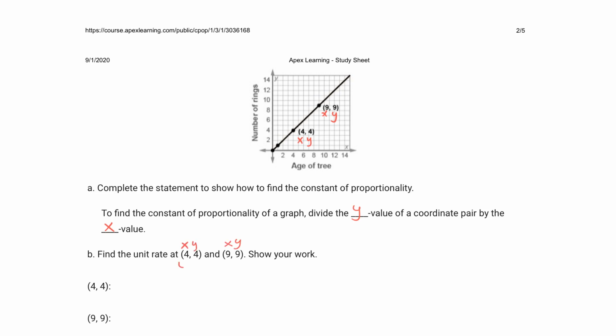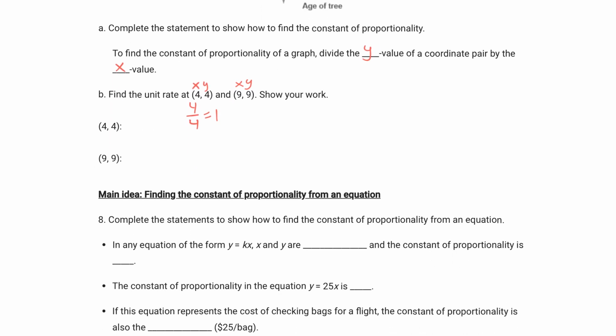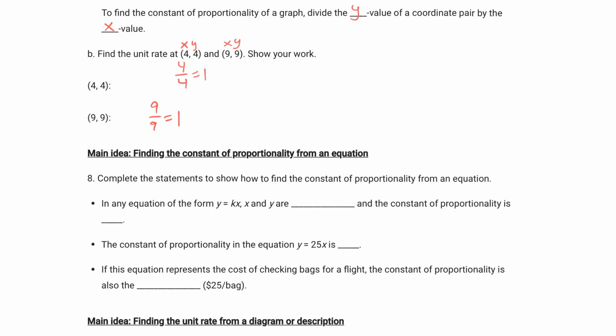So you take your y, which is the 4, divided by the x, which is also 4, and that's 1. The constant of proportionality is 1. The unit rate is 1. And here, this would also be 9 over 9, which is 1. It's unfortunate they did it that way. But let's continue here.